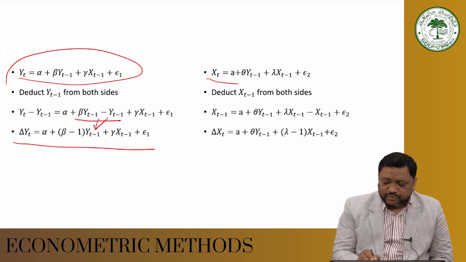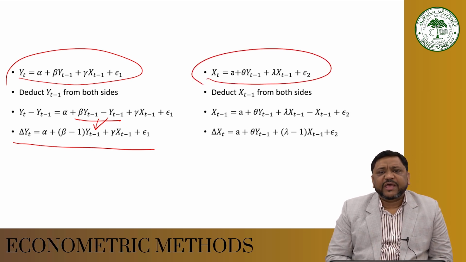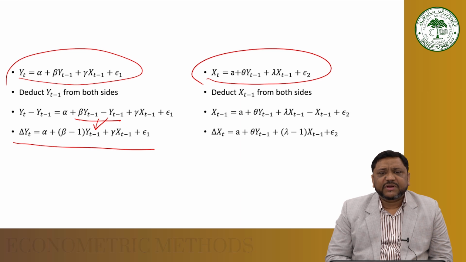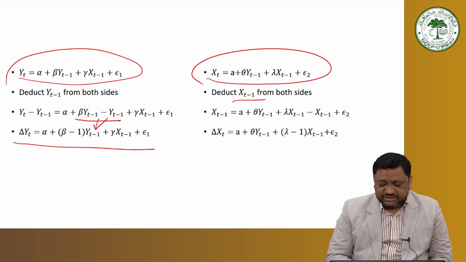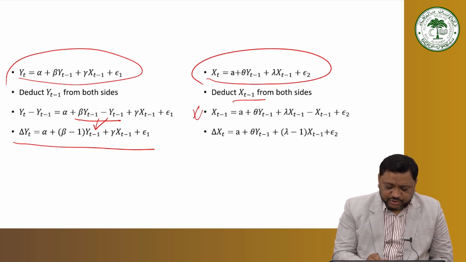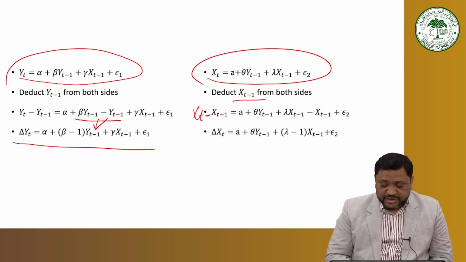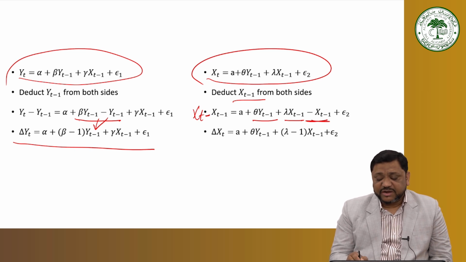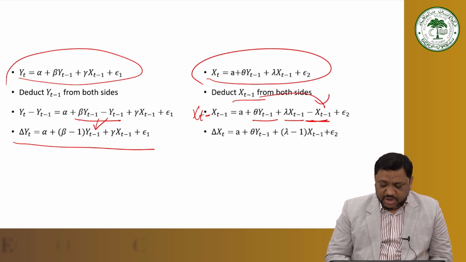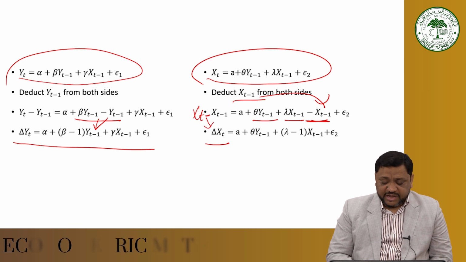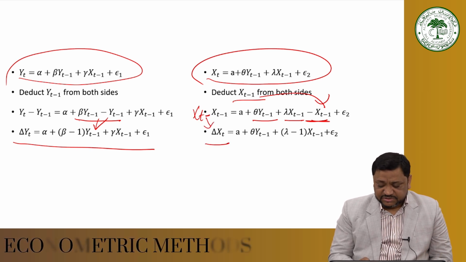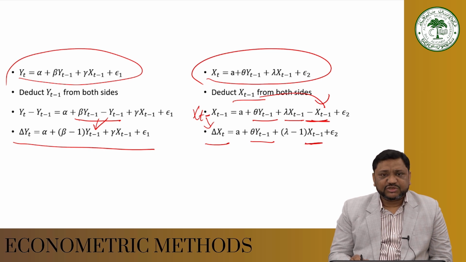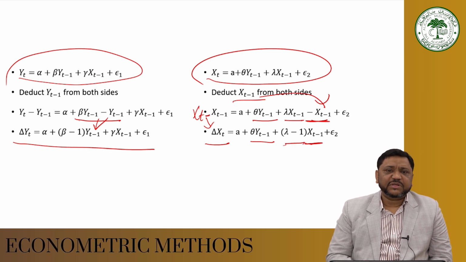The same thing we do for the second equation, that is xt is equal to a plus theta yt minus 1 plus lambda xt minus 1 plus epsilon 2. Now we deduct xt minus 1 from both sides. So there is a small correction, it should be xt minus xt minus 1 is equal to a plus theta yt minus 1 plus lambda xt minus 1 minus xt minus 1 plus epsilon 2. Now we can write this in terms of delta xt is equal to a plus theta yt minus 1. Here we take xt minus 1 common, so it is multiplied with lambda minus 1 plus epsilon 2.